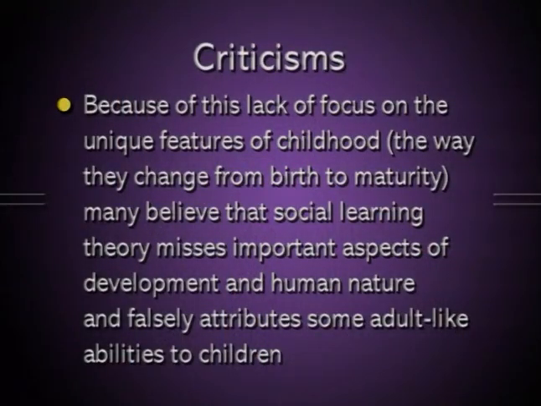Now, in some ways, this is true. But because of this lack of focus on the unique features of childhood, the way they may change from birth to maturity, a lot of people believe that social learning theory misses important aspects of development, and indeed of human nature. It falsely attributes some adult-like abilities to children that they don't possess at young ages. In Bandura's terms, any process you do, any of these things we've talked about, you could apply just as well to toddlers, school-age kids, adolescents, adults, older people. In some ways, yeah, I'll leave it at that.